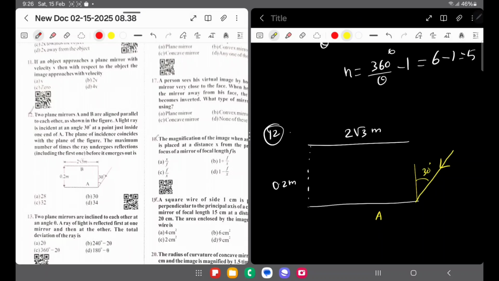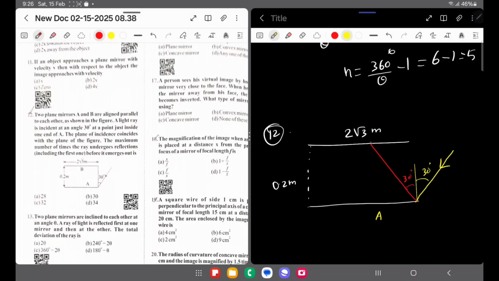The maximum number of times the ray undergoes reflection before it emerges out. They are asking about the number of times it undergoes the reflection phenomenon. That is what we have to calculate now. So imagine this is the incident ray. The reflected ray is going to make the same angle with the normal, 30.